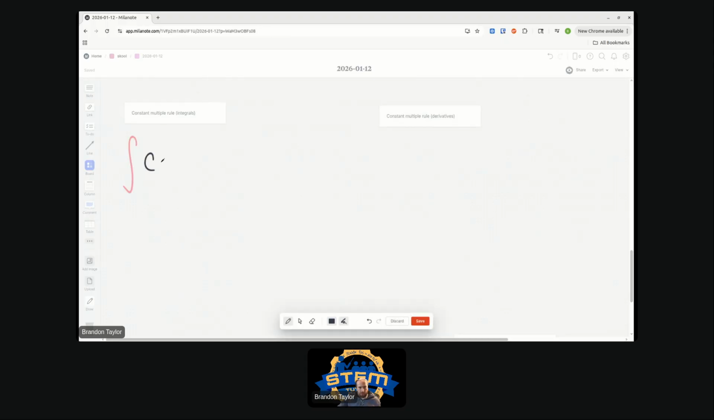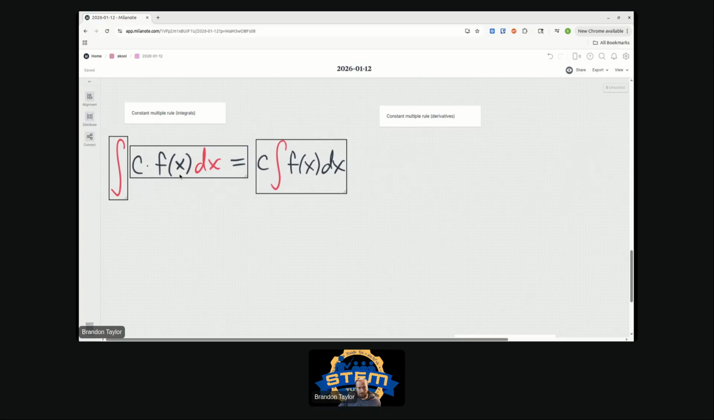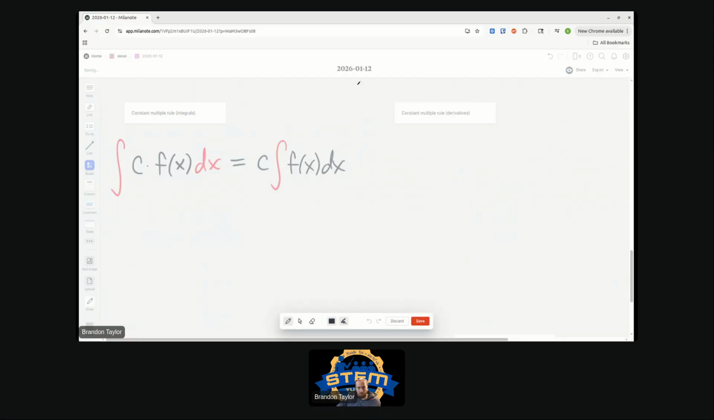So here, if you think about it, what is this really saying? If we have some constant times any function, and we're trying to integrate that, then that would be c times the integral of f of x dx.